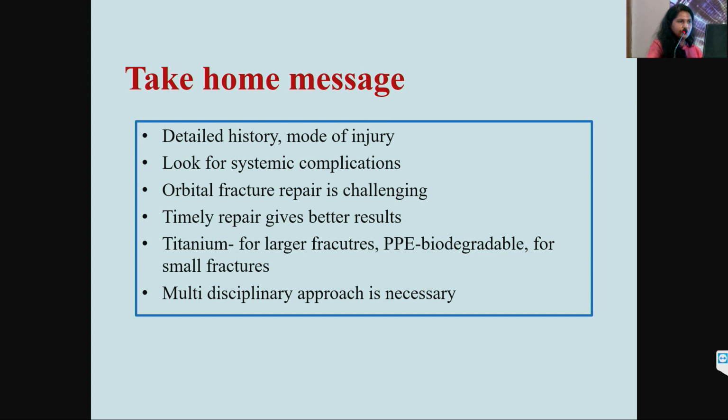Look for systemic complications. Orbital fracture repair is challenging. Timely repair gives better results. Titanium for larger fractures and porous polyethylene for smaller defects. Multidisciplinary approach is necessary.